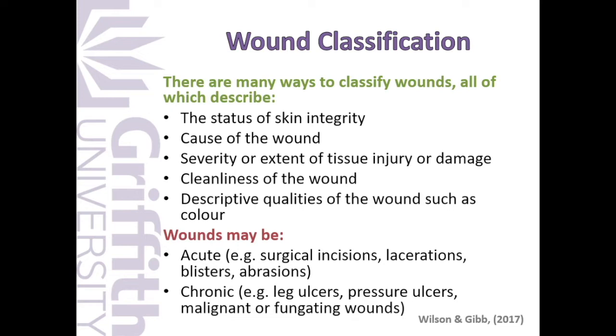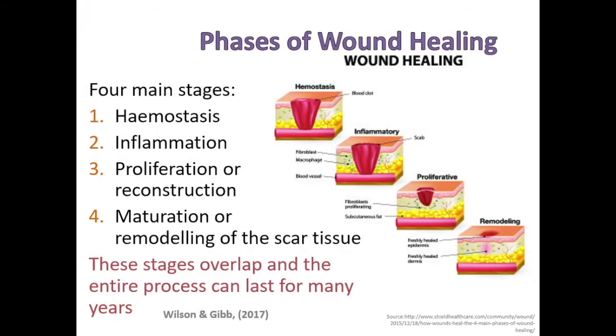So as you can see on the screen, to better understand wounds and not label them as all similar, we need to try and classify them. And we might do this based on various things such as cause of the wound, how clean it is, how severe the tissue damage is. There's four main phases of wound healing, which we can see here. The first being hemostasis, then inflammation, the third proliferation, and then lastly remodeling. So the pictures here show what the wound changes may be at the various stages, and next we'll have a look at how long they may take and how they may overlap.